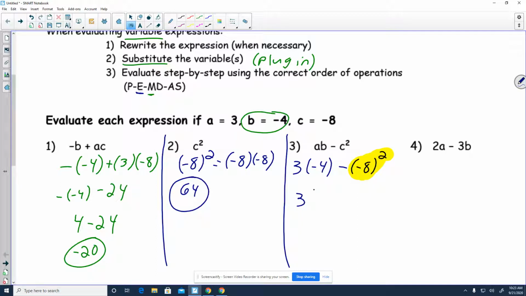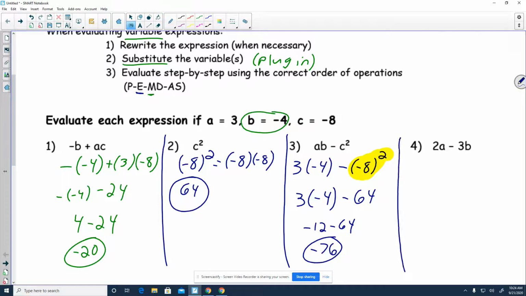So I have 3 times -4 minus positive 64. Now you might be thinking, wait a minute, 2 negatives make a positive, but be careful. We need to do the exponent first because exponents come before multiplication in PEMDAS. Now, -4 times 3 is -12. And then -12 minus 64 is going to give us -76. And I'm finished.